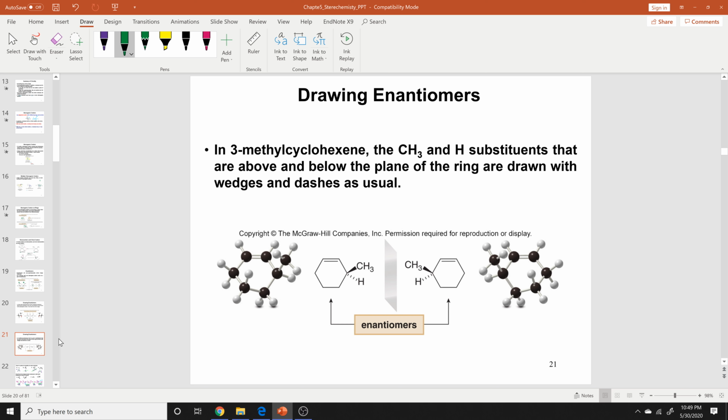This is another example, drawing enantiomers in a form of a cycle. So again, you need to locate the chiral center. In order to draw a mirror image, you need to have at least one chiral center. Having a chiral center doesn't mean that the molecule is chiral. If you have a chiral center in there, draw its mirror image and see. If you have one chiral center, then definitely you have a mirror image for it. But if you have more than one chiral center, there's a possibility that you don't have a mirror image. We'll talk about this.